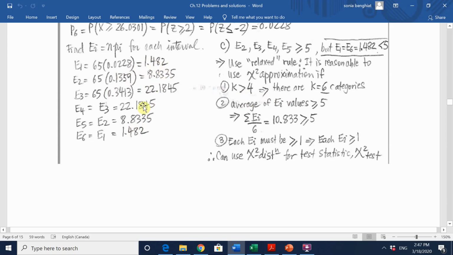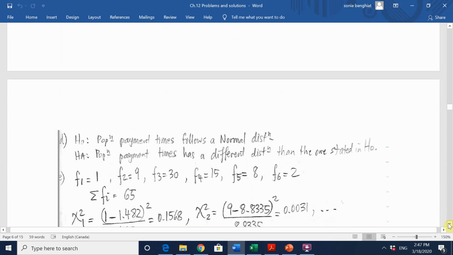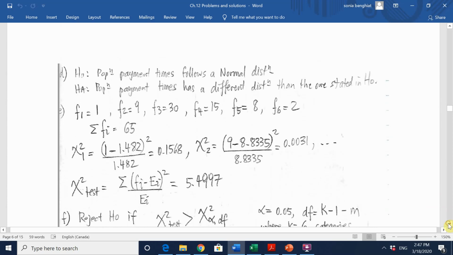Number 2, is the average of all the EIs greater than or equal to 5? In this case, I see that I'm getting a value of 10.833. Yes, it is greater than 5, so that is fine. And 3, is my smallest EI at least of a value of 1? And so, yes, I see here that my smallest EI is 1.482, greater than 1, so that is good. Hence, I can use the chi-square distribution. I can use the chi-square test. Okay. So now that I've checked for this, I can now go ahead, write out my null and alternative hypotheses.